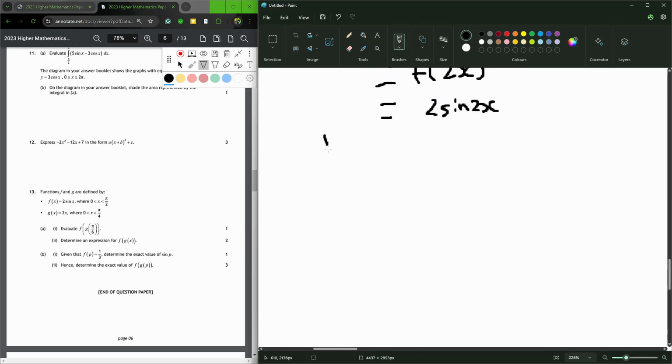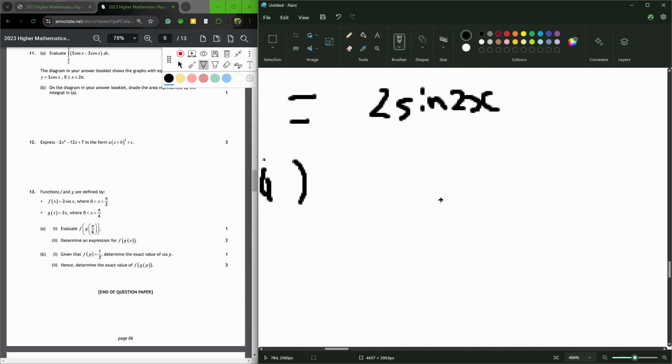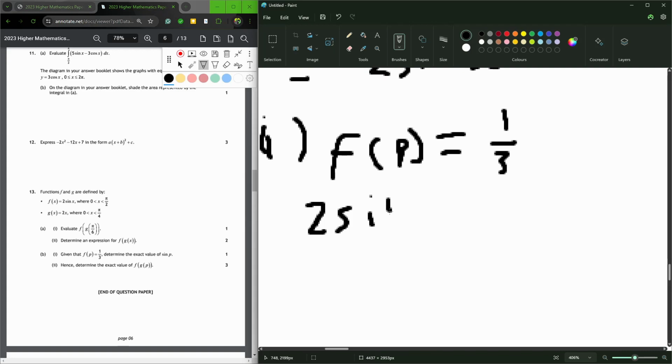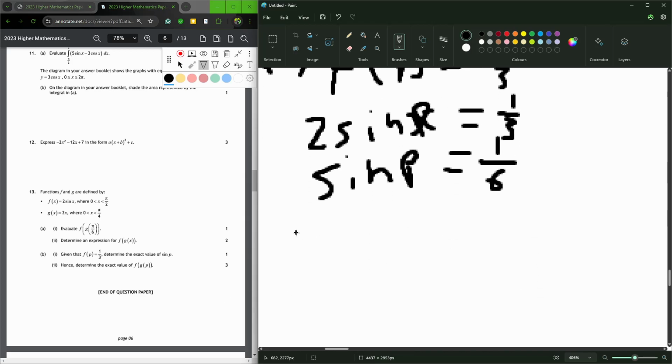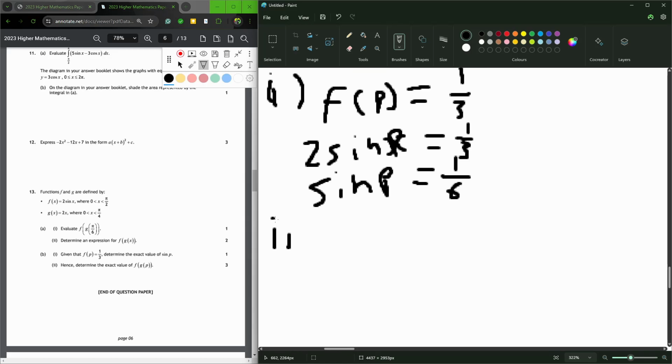All right, final ones. Given that f of p equals 1/3, determine the exact value of sine p. So yeah, we're going to get straight into that. If f of p equals 1/3, well, f, we know, is 2 sine x. So 2 times sine p would be 1/3. Then if we divide both sides by 2, that will give us sine p equals 1/6. And that's only 2 marks, that's why it's a 1 marker. It's not very difficult. And then final question.